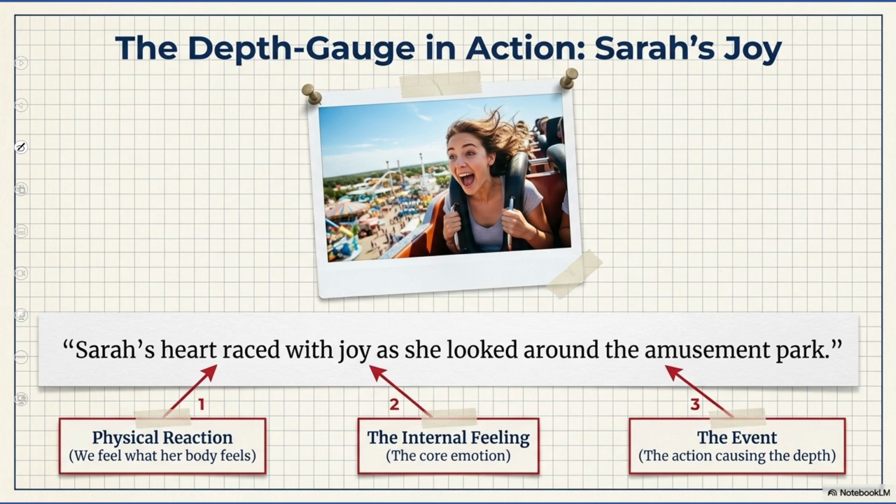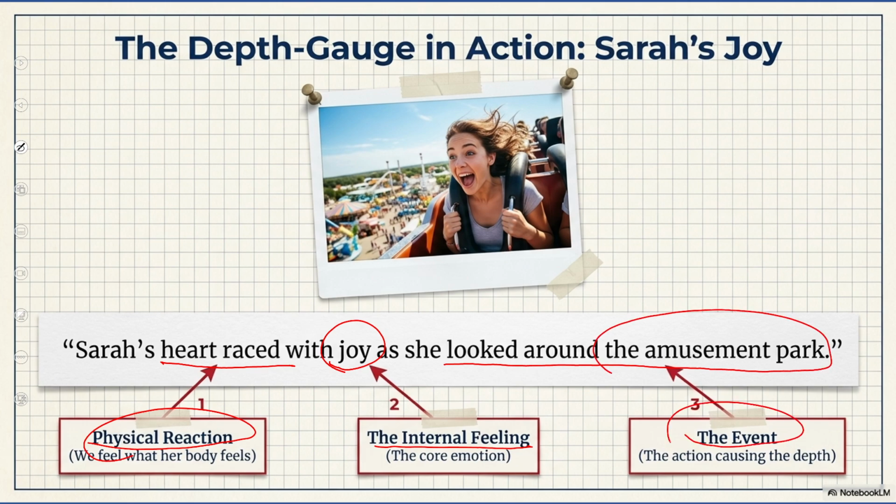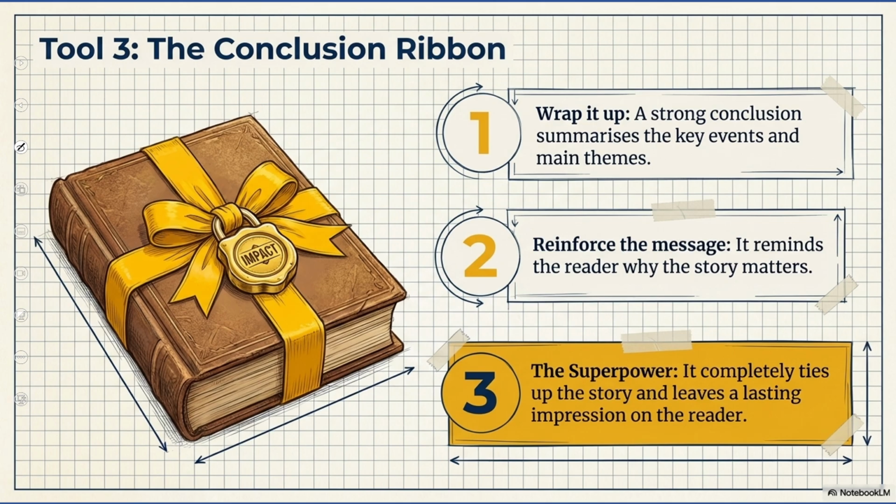Now let's look at this sentence. "Sarah's heart raced with joy." Heart raced means physical reaction. With joy means internal feelings. And you have to write "when she looked around the amusement park." It means the action causing the depth. So this sentence is full of all of the tools which we described at the start of the video.